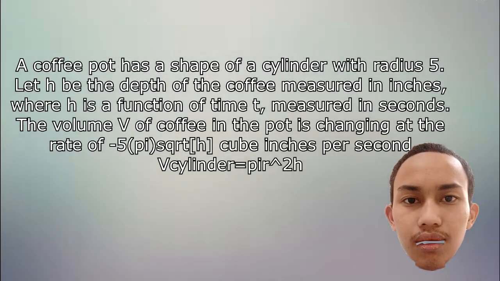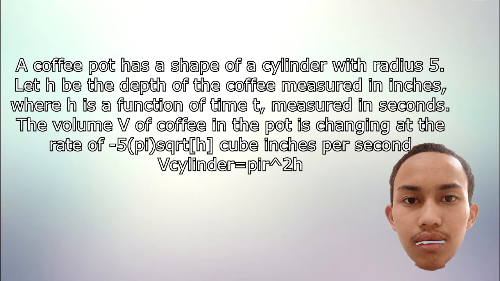A coffee pot has the shape of a cylinder with radius 5. Let h be the depth of the coffee measured in inches, where h is a function of time, t, measured in seconds. The volume, V, of coffee in the pot is changing at the rate of -5π√(h³) cubic inches per second.